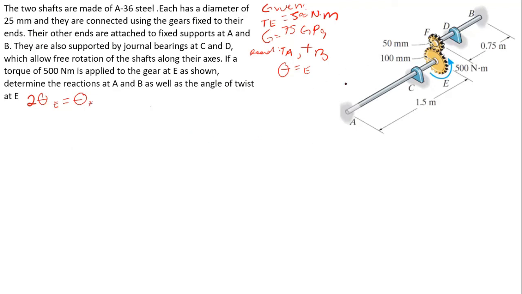So, drawing muna natin itong free body diagram natin sa taas. Pero sabi sa problem natin kasi, di ba, is supported ng bearing journals at C and D. Kaya lang nag-a-allow lang ito ng free rotation. So, pwede na nating hindi i-consider yung mga reaction forces dito sa bearing journal natin. Pwede natin i-consider na isang section FB and section AE. At section FB, i-drawing lang natin.